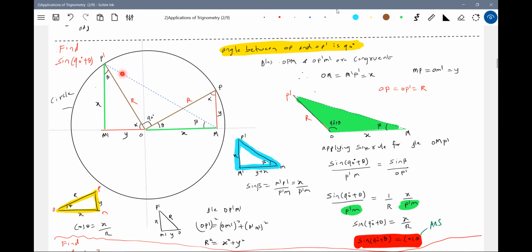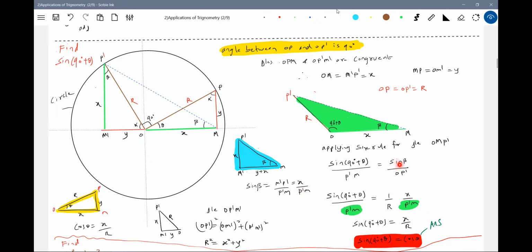I'm asking you to look at this bigger triangle. What is that bigger triangle? P dash M dash M. Look at this triangle. Sine beta, what can you write it as? Opposite by hypotenuse, so M dash P dash by P dash M. M dash P dash is equal to x. Keep it here and P dash M as it is. Don't try to simplify it.